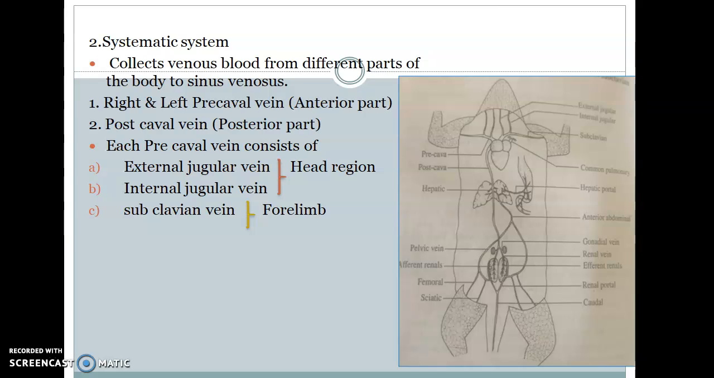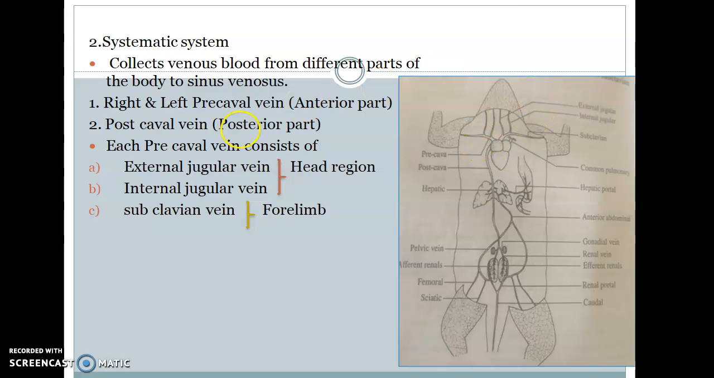When we analyzed the detailed anatomy of the heart, we saw that three different veins open into the sinus venosus. What are they? The right and left precaval veins and the postcaval vein. The right and left precaval veins supply deoxygenated blood from the anterior part of the body of Calotes, and the postcaval vein receives deoxygenated blood from the posterior part of the body.